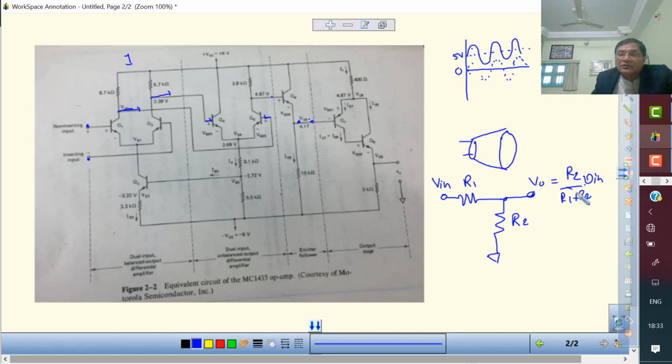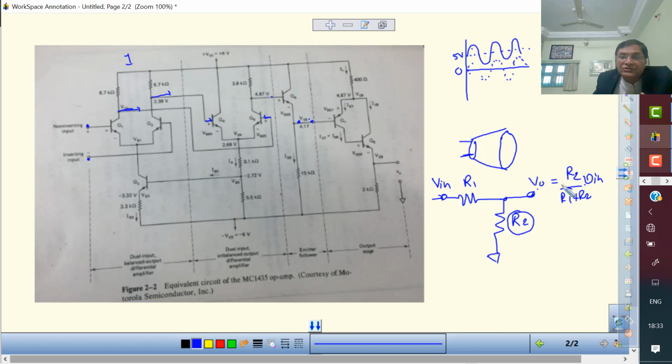Okay, so if this R2 is large enough, then whatever the value of R, we don't have any problem. Whatever voltage we want to supply, you get at the speaker.